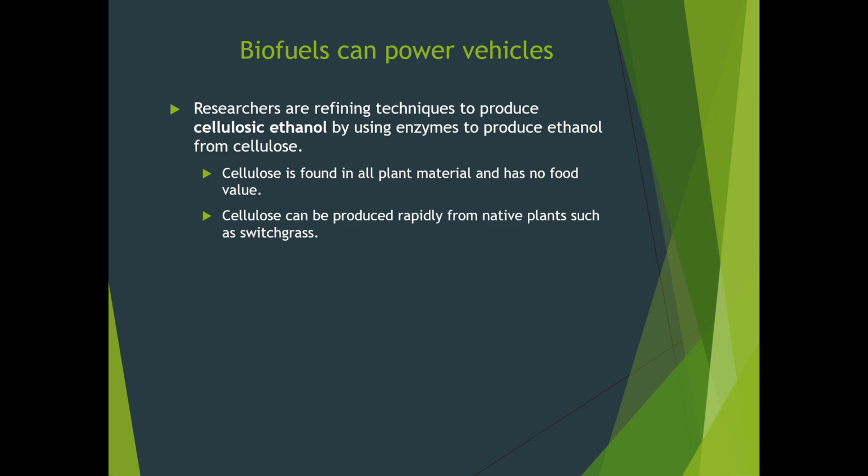Researchers are refining techniques to produce cellulose ethanol now. All right. So most of our ethanol we've seen before comes from the white lightning. It comes from the sugars that are in the corn and the beets and the sugar cane. But now we find a process where we can take the cellulose, which is found in all plant material and has no food value. Right? There's still some sugars in that cellulose. All right. And the cellulose can be produced rapidly in native plants such as switchgrass.